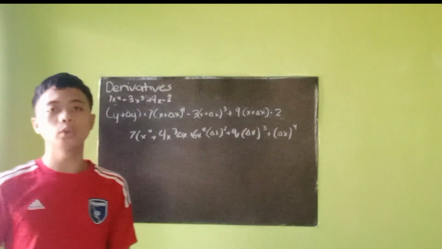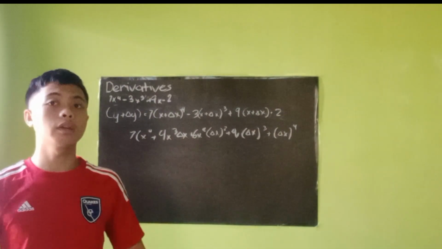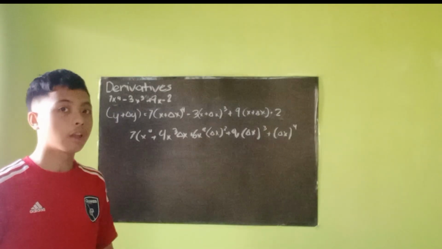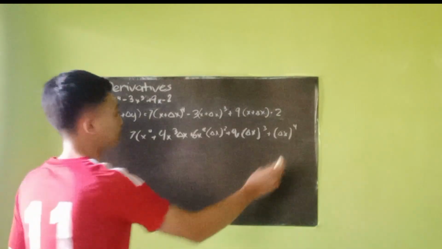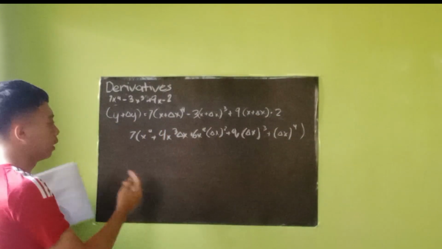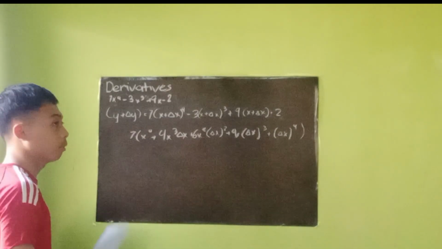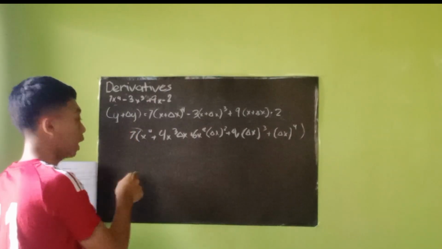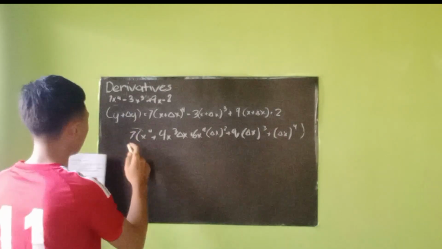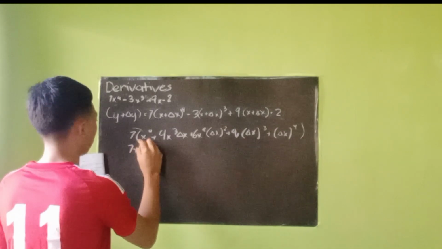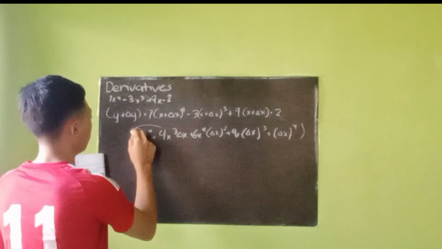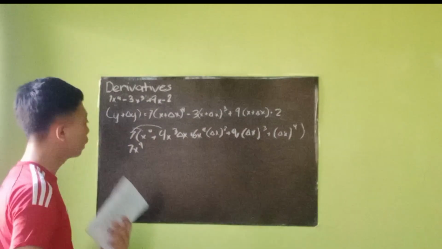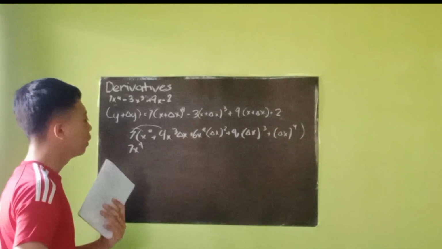I would highly recommend you search on YouTube if you have inquiries on how to solve it in expanded form. And then once you've done that, we'll have to distribute it individually. So for 7 times x raised to the power of 4, that would be 7x raised to the power of 4, and then 7 times 4, so 28x cubed delta x.